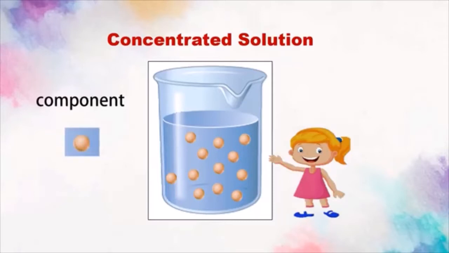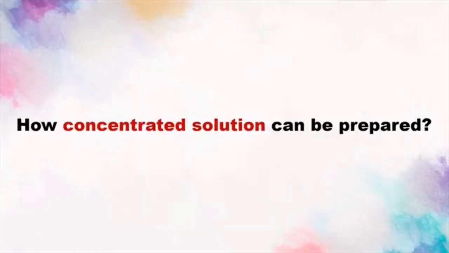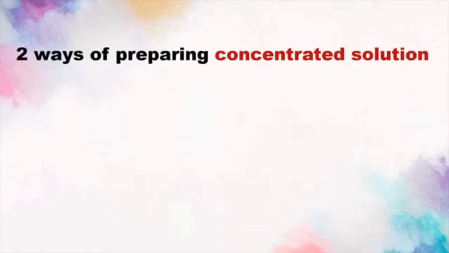of solute or sugar that are dissolved in water. There is large amount of solute or sugar dissolved in a certain volume of solvent. It has more solute or sugar for a solvent or water. How can concentrated solution be prepared? Like dilute solution, there are two ways of preparing concentrated solution.